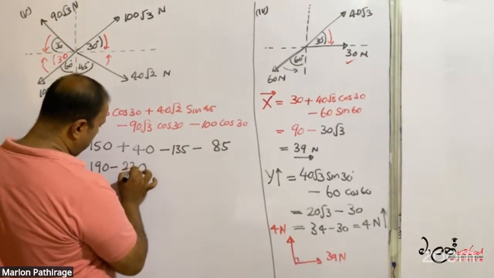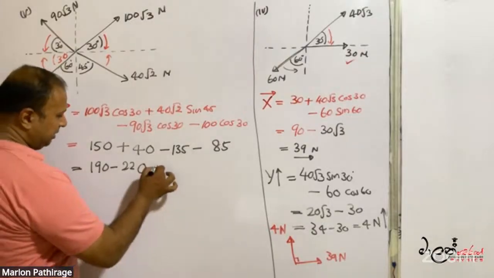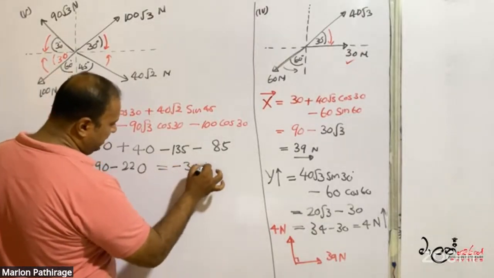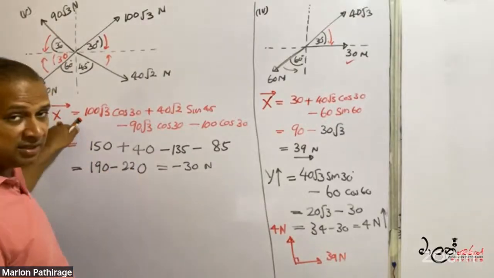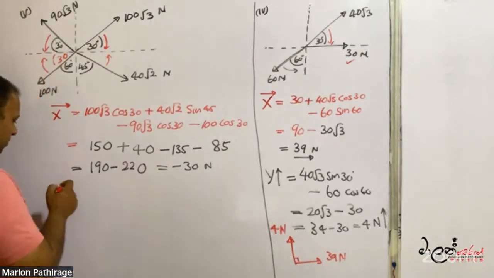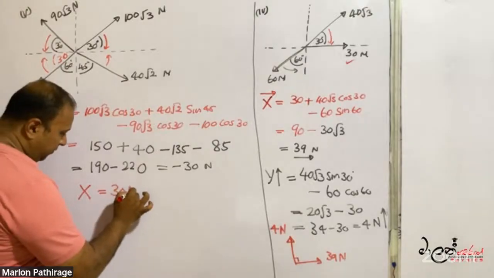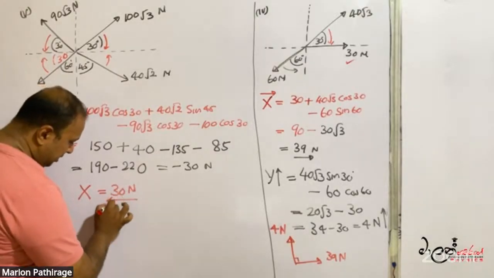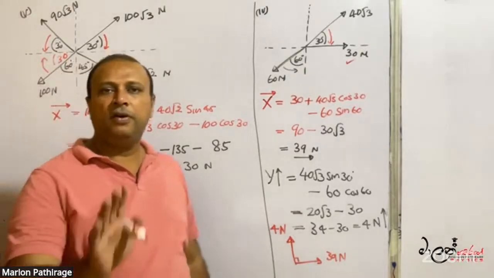That means minus 30 Newton. Minus 30 Newton means now the x direction should be in the opposite direction. Therefore, its component should be 30 Newton force in this side. If you got that one, please raise your hand.